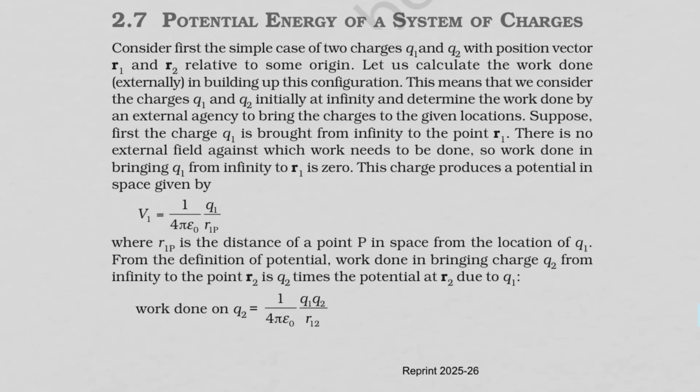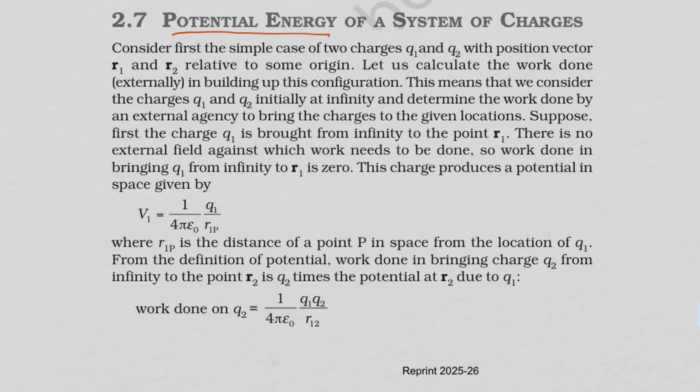Let us find out the potential energy of a system of charges. Be careful about this: we are trying to find potential energy, not the potential. Potential, we already know, is V equals 1 upon 4 pi epsilon naught Q upon R. But here we will derive the potential energy.